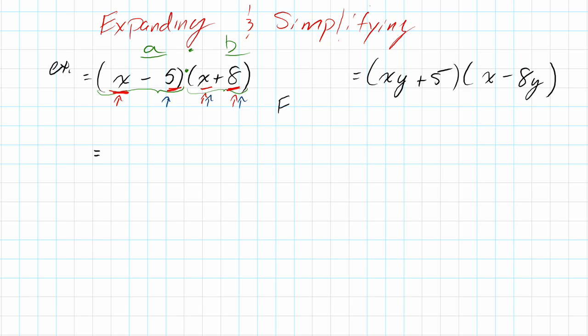I'll redraw it again because FOIL is a common way to write this, and I'll write it out here. It stands for the first terms, outside terms, inside terms, and then the last terms. Okay, and what that means, we'll rewrite it: x - 5, x + 8.